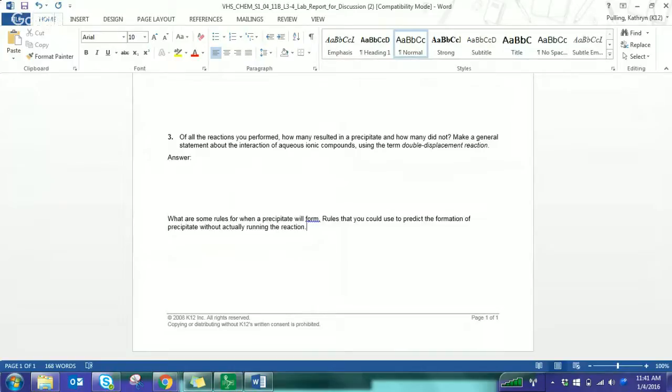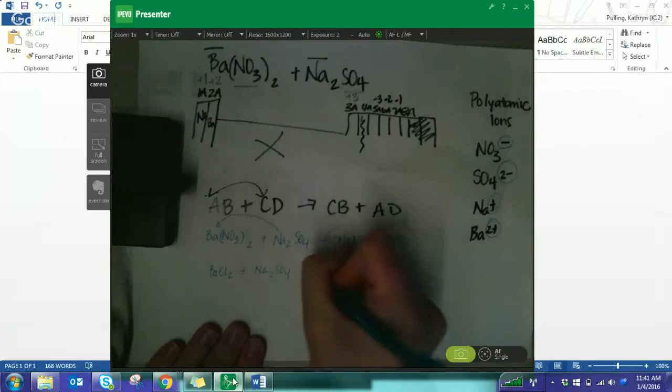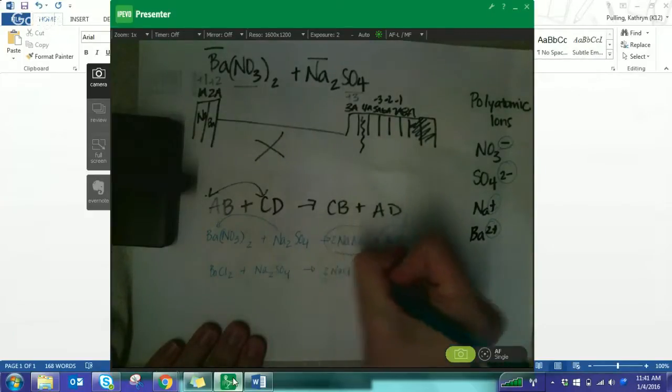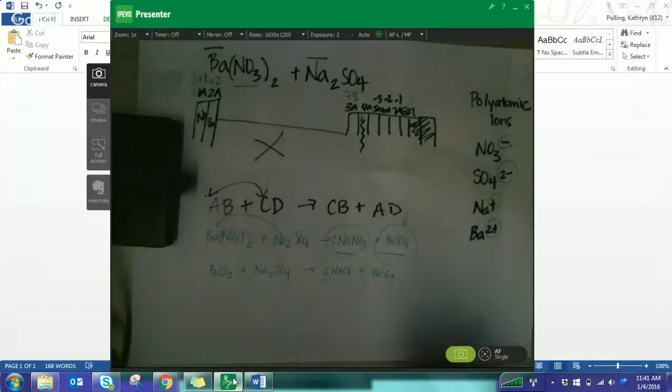Sometimes you might also run into something like this: this reaction would work the exact same way if we did barium chloride and sodium sulfate. What you'd end up making is 2 sodium chlorides and then BaSO4. The exact same thing would happen.